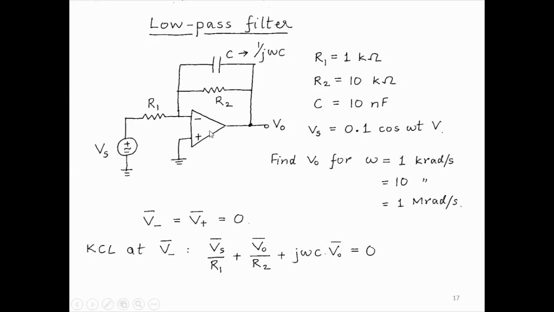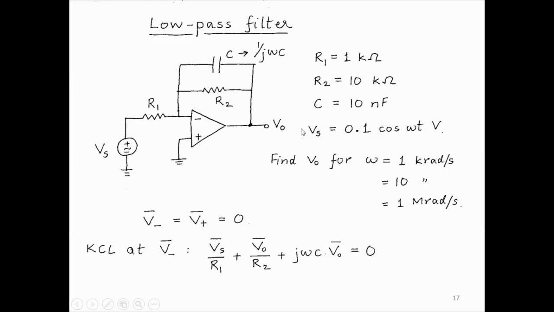So this is an op-amp circuit. This is called a filter. Again, we'll see filters more next week, but this is just one. We're just analyzing this circuit. The question is, find VO. Vs is given to be 0.1 cos omega t. R1, R2 and C are given. And we are asked to find VO(t) for three different values of the frequency omega.